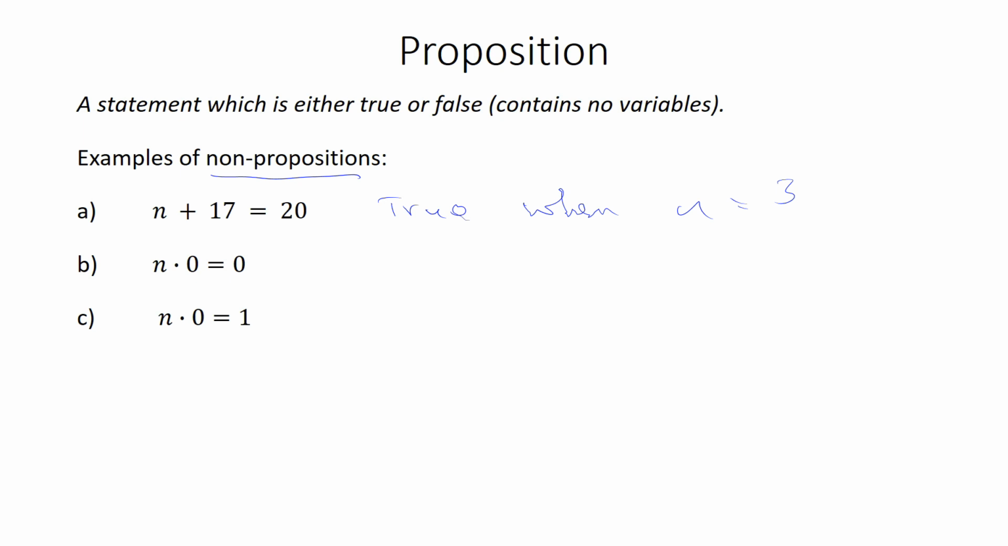n times 0 is equal to 0. Now we do know that this statement is always true. Likewise, when we say n times 0 is 1, we do know that this statement is always false, regardless of what value n takes. Having said that, just because it's always true or always false, it does not become a proposition. In particular, the statement depends on the value of the variable n, and therefore we cannot say that it's a proposition.